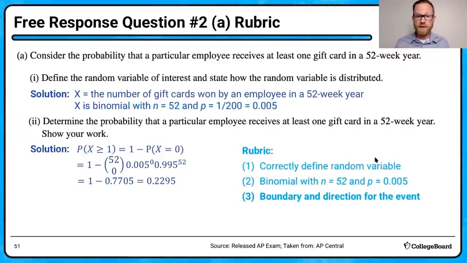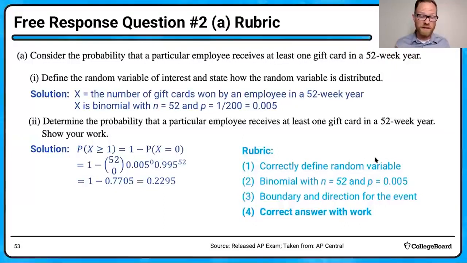The third part of the rubric is to give the boundary and direction for the event. Now, this is the at least one gift card, and we use some notation here to indicate the boundary, which is 1, and the direction, which is greater than or equal to 1. And then finally, the correct answer with work here. So it is not just about coming up with that final answer that is correct. It is also about having the supporting work to arrive at that answer there.